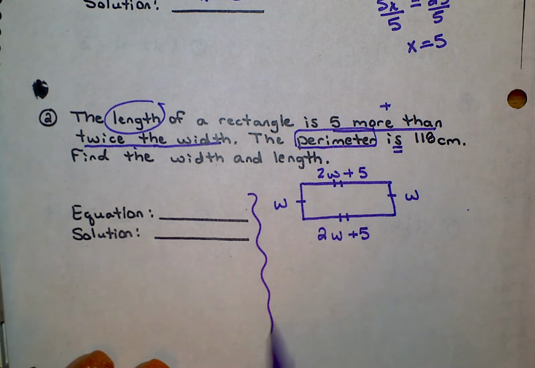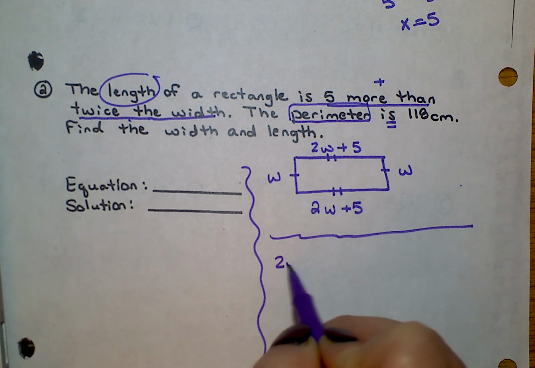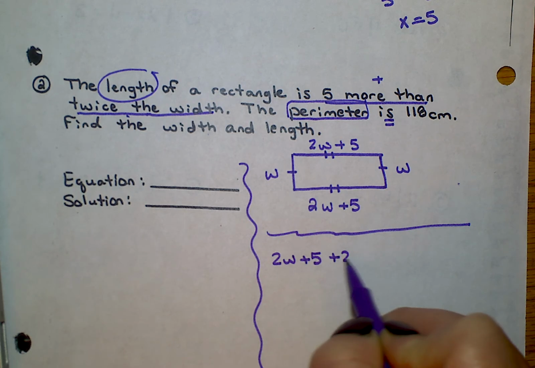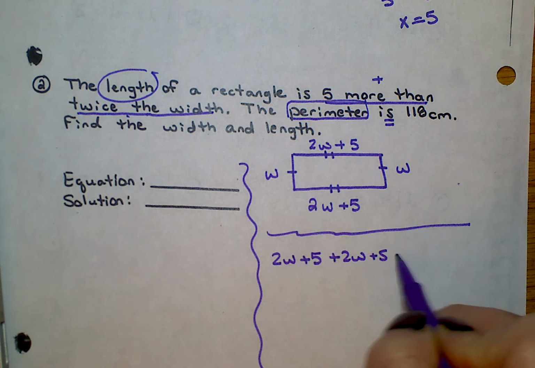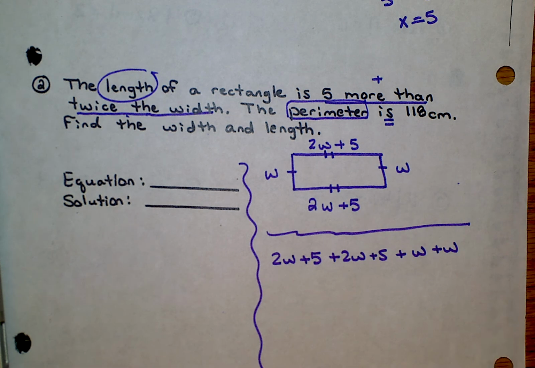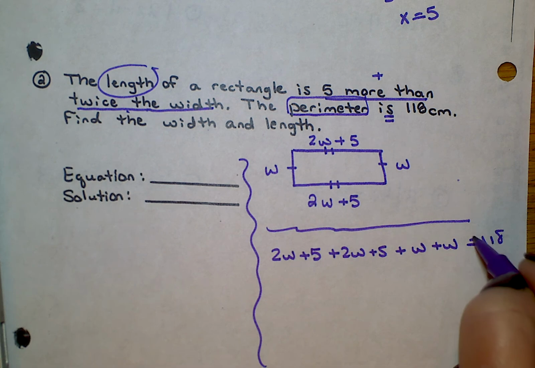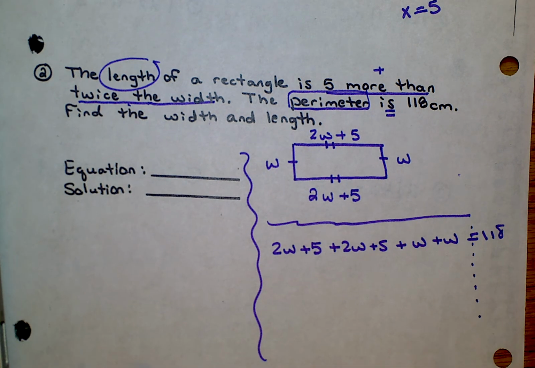Okay, so I'm going to set my equation up. I'm going to come down here and do some work. So I have a 2w plus 5. I have another 2w plus 5. That's my 2 lengths. I have a width, a w, and I have another width, a w. So that is equal to 118. Now notice all of those are on the same side. So I'm going to simplify my life and combine these like terms.